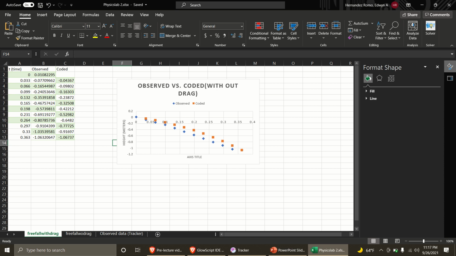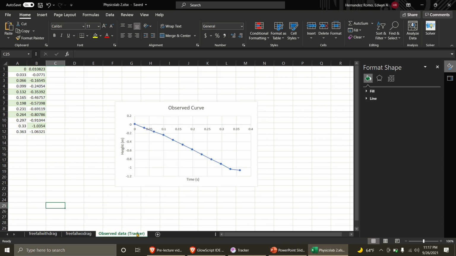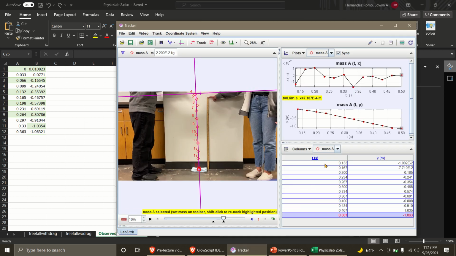So here's the data I have compiled. These are the same numbers, although right here I have it starting at 0 and Tracker has it starting at 0.133. They're both similar, but I had to start it at 0 because my GlowScript code didn't work that well.